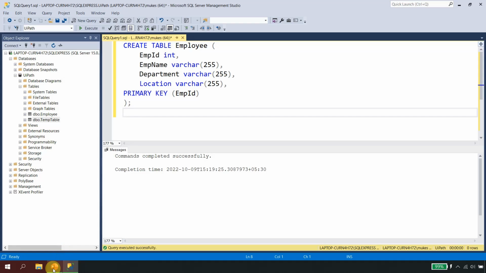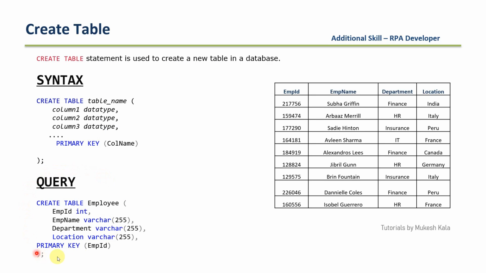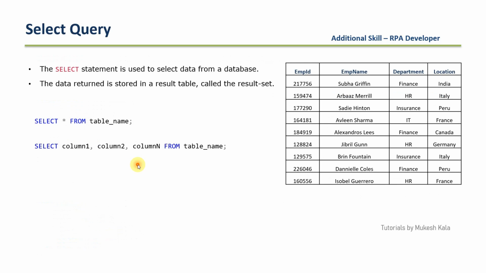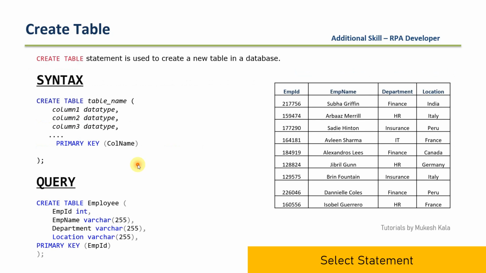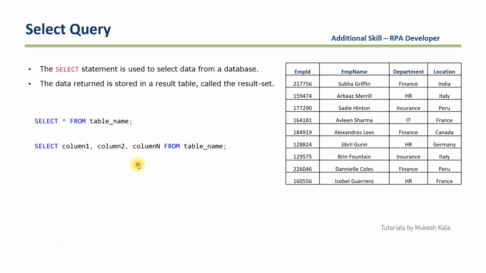Okay, let us go back to the presentation now. So with the help of this query, I was able to create this table structure in the UiPath database. The next step is to populate the data. But before populating the data, I want to introduce you to something called a select query. Just like I used the create table statement to create the new table, we have something called a select statement which is used to select the data from the database, which means that it is going to return me the result of whatever query I write.